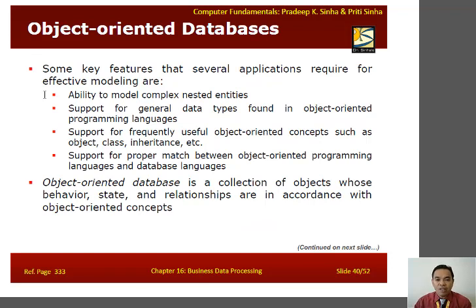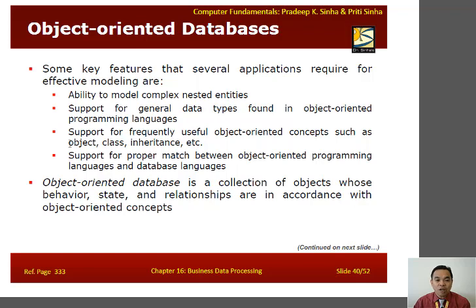Lastly, we have object-oriented databases. Here in this model, some key features that several applications require for effective modeling are: first, ability to model complex nested entities, support for general data types found in object-oriented programming languages. Then this model supports frequently useful object-oriented concepts such as objects, class, inheritance. Then we have support for proper match between object-oriented programming language and database languages.